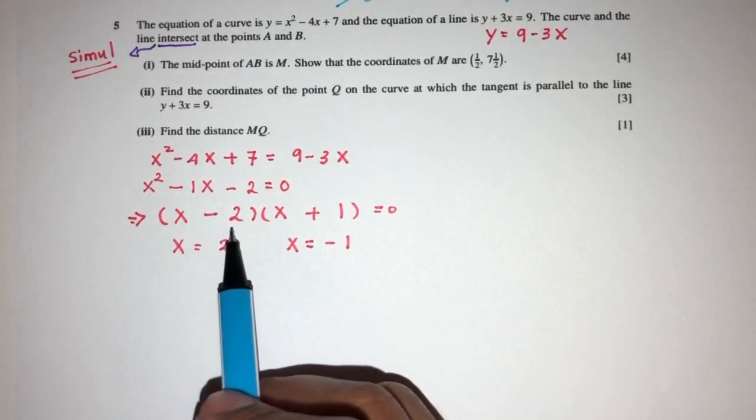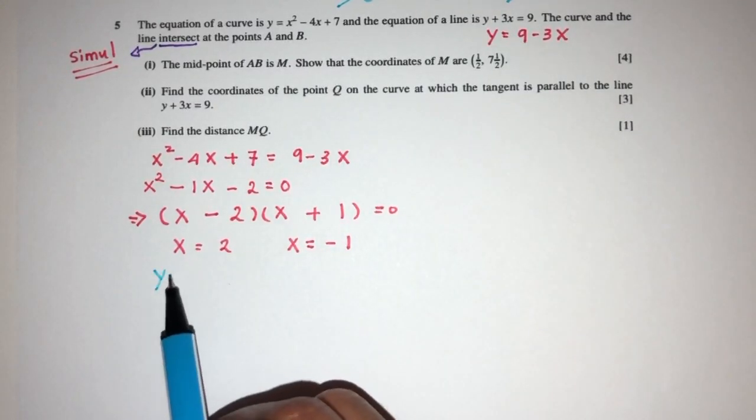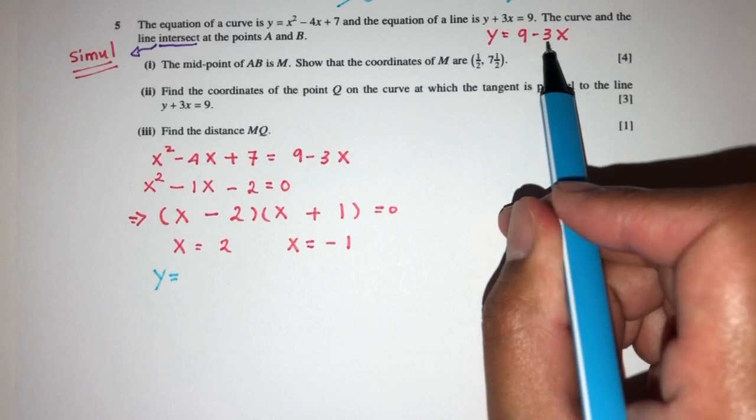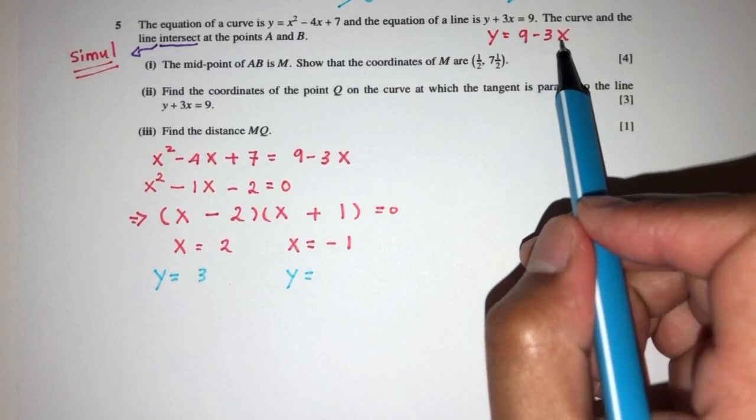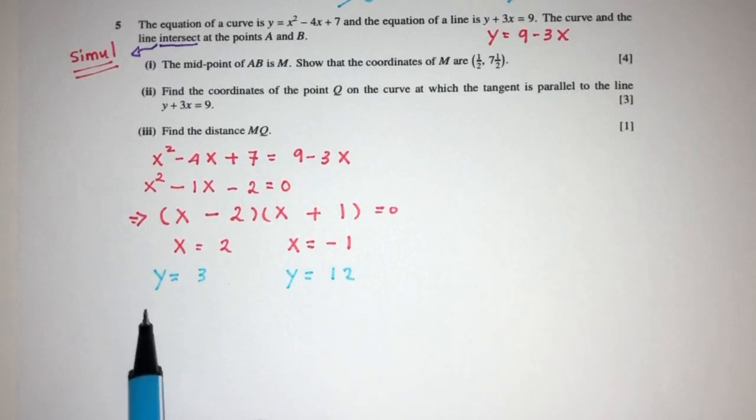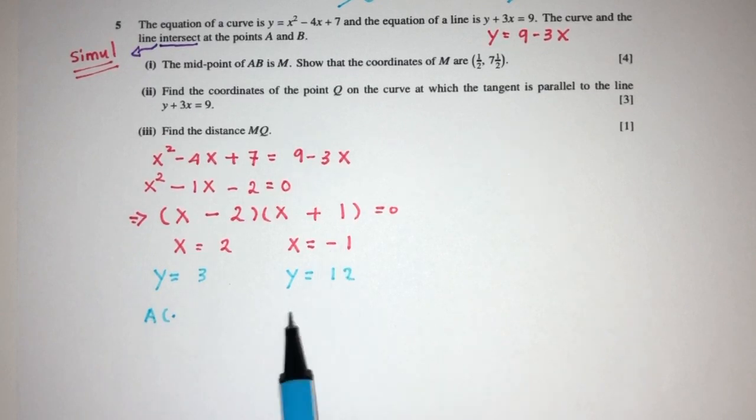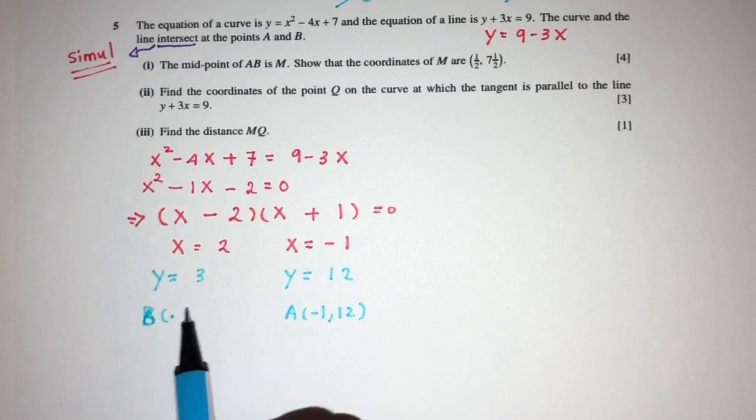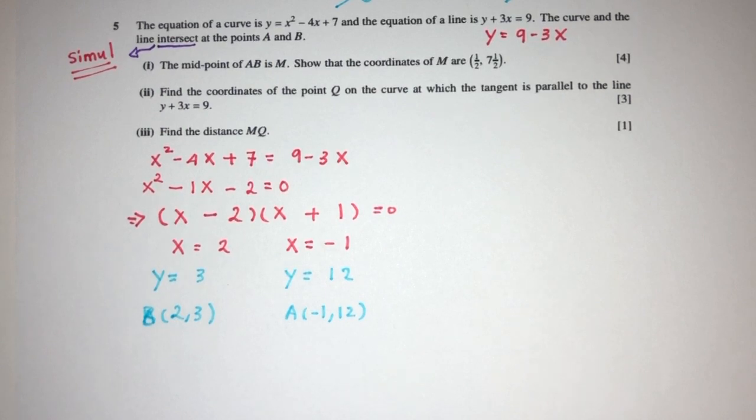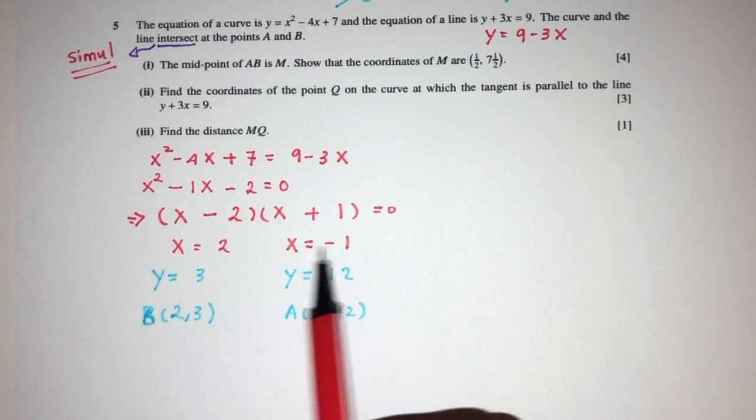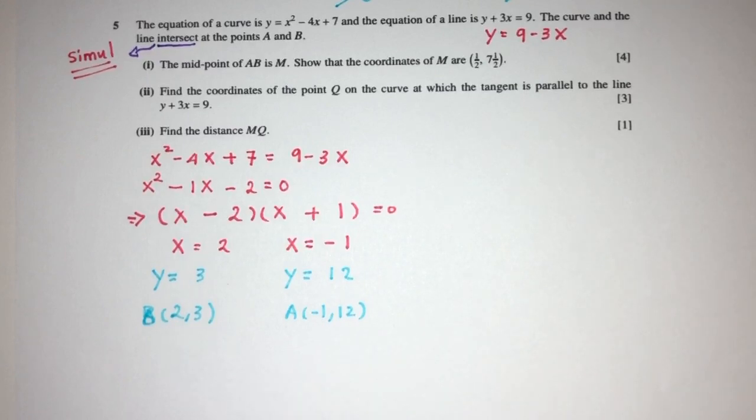Now, for when x is equal to 2, what is the value of y? y will be 9 minus 3 times 2, which is 6. 9 minus 6 will be 3. And when x is minus 1, y will be what? 9 minus 3 times minus 1. So 9 plus 3 is equal to 12. So point A will be given by minus 1, 12. And point B is 2, 3. Now again, why did I choose A to be this one and B to be this one? It's very simple. In the order of the alphabet, A comes before B, right? And because minus 1 comes before 2, we choose in this order, if that makes sense.